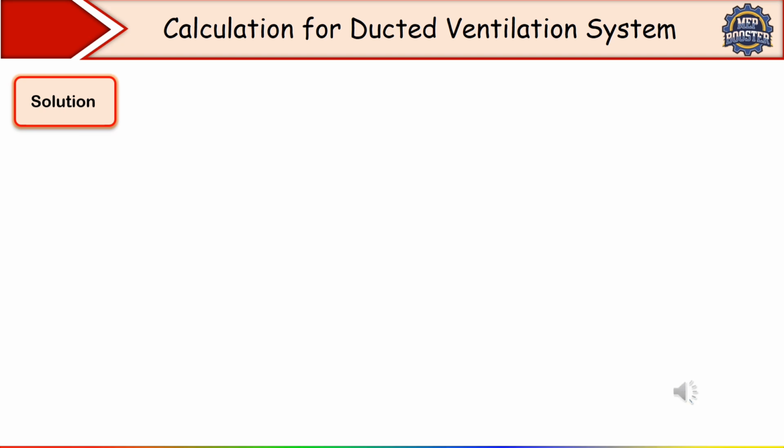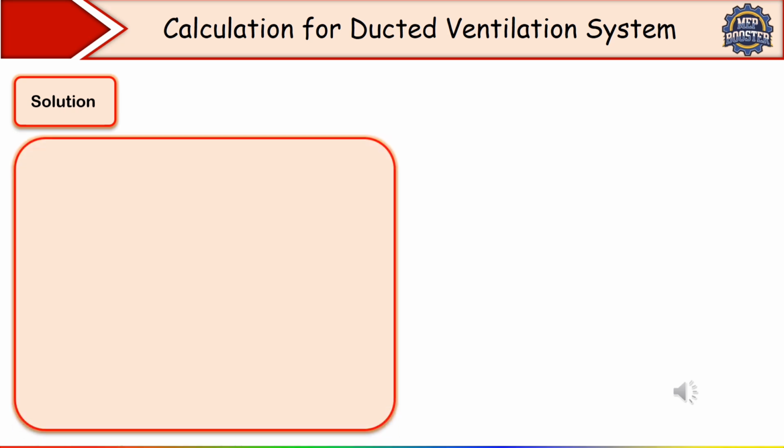So here we have to assume the height of that duct. Suppose I assume the height of the duct is 0.8 feet. Put this value in the equation which we have calculated, width into height is equal to area. When you put it, you will get the width of the duct 1.07 feet. Now convert this feet into mm.